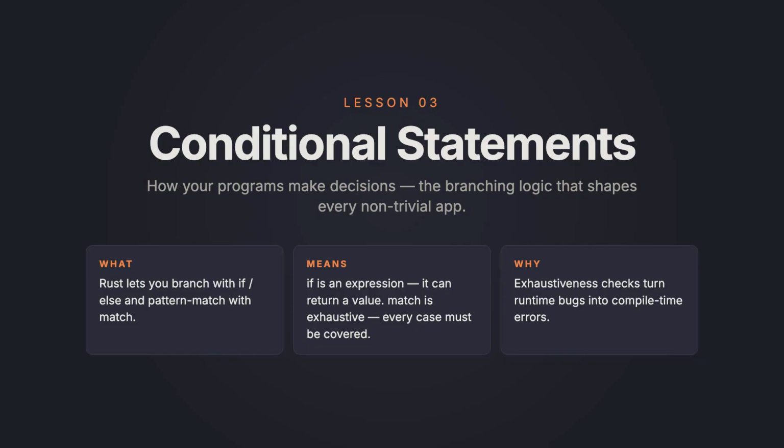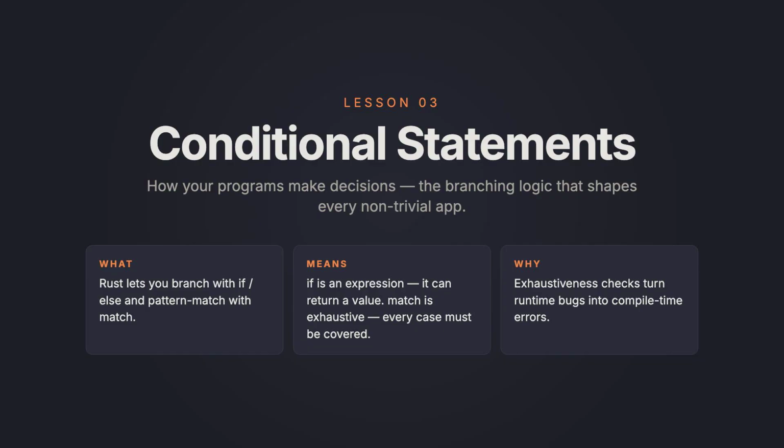the outside world. Without conditionals, your programs would be a single straight line of instructions that always did exactly the same thing. With them, your programs can respond intelligently to any situation. Rust gives you two main tools for branching: the if expression, familiar from other languages, but with a Rust twist, it returns a value. And match, Rust's pattern matching construct, more powerful than a switch statement, with compile time guarantees that every case is handled.